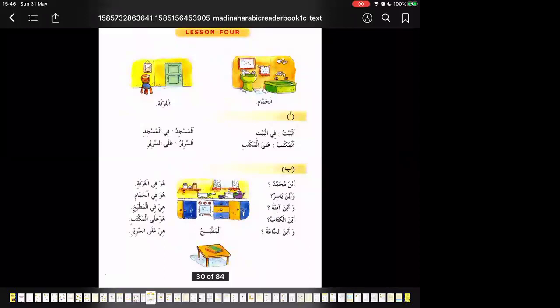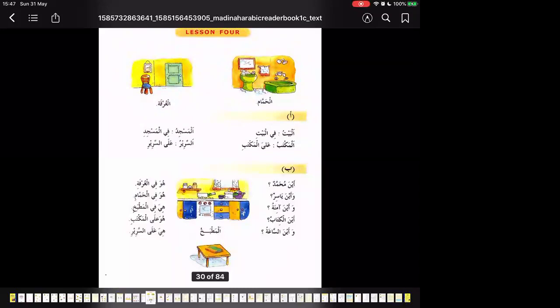So what are the examples? Well, let's read through these examples. We have al-baytu, the house. Fil bayti, in the house. Now because of fi, it became fil bayti. Al-masjidu, the mosque. Fil masjidi, in the mosque. Al-maktabu, the desk. Alal maktabi, on the desk. As-sarir, the bed. Alas-sariri, on the bed.